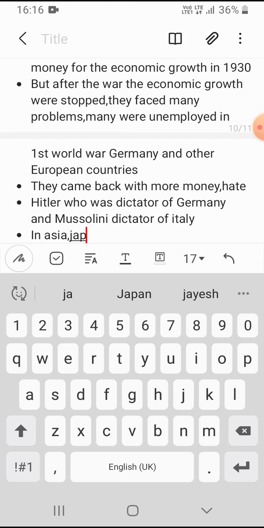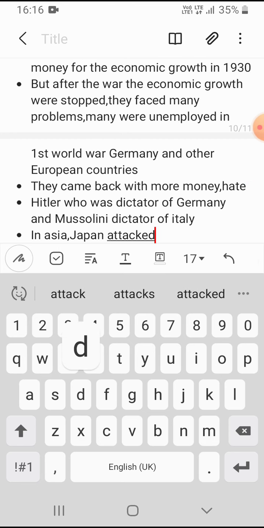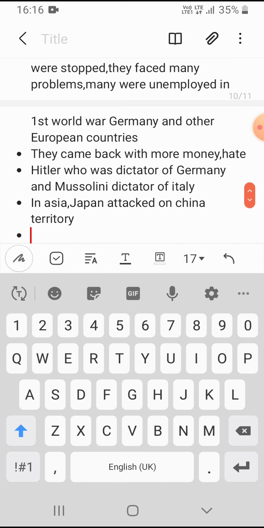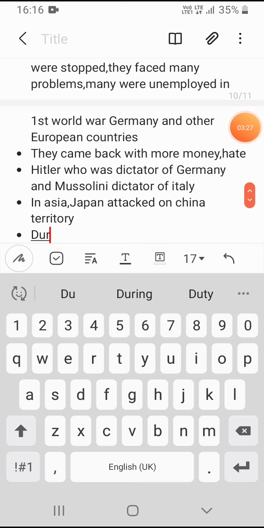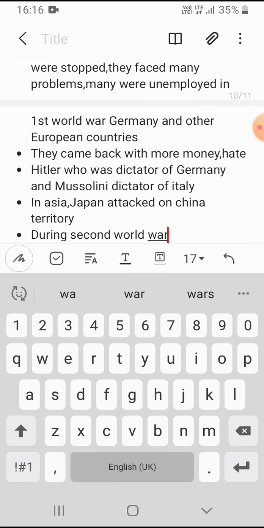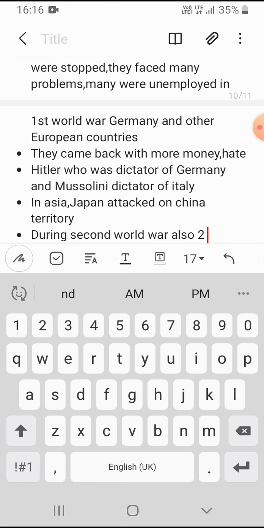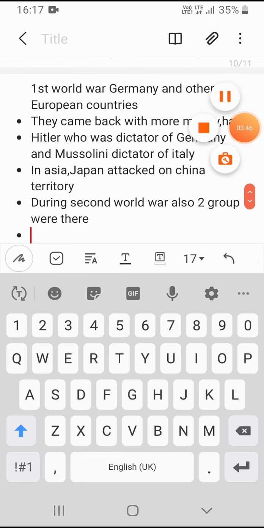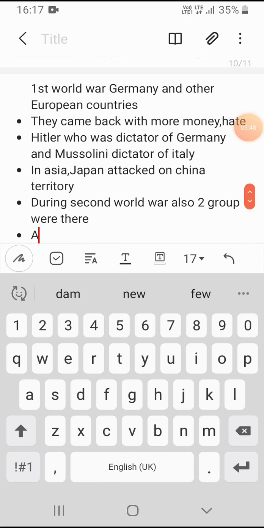In Asia also there was war. Japan attacked Chinese territory. During the Second World War, also, two groups were formed, as in the First World War, the Triple Entente and the Triple Alliance. Like that, only two groups were there in the Second World War. One is the Axis and the other is the Allies.